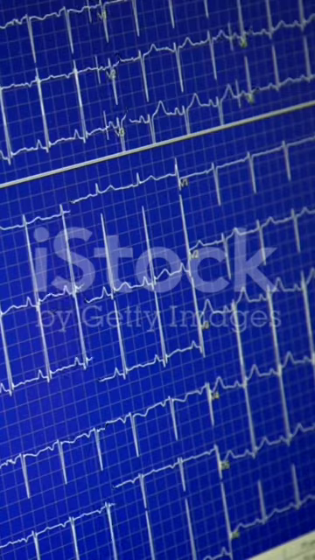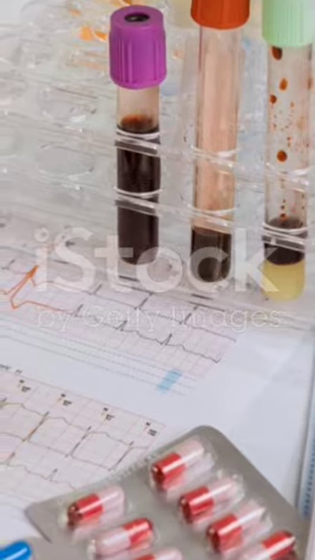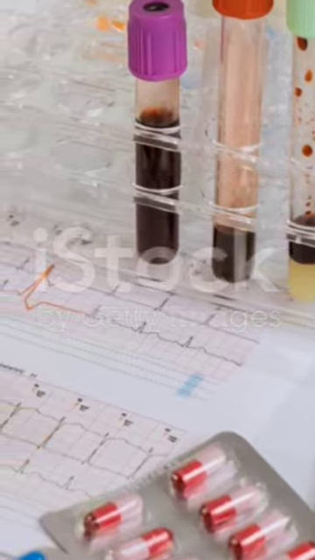Now let's talk about bradycardia. The heart rate drops below 60 beats per minute, but the rhythm remains regular. This can result from sinus node dysfunction or an AV block. Simple yet crucial to recognize.